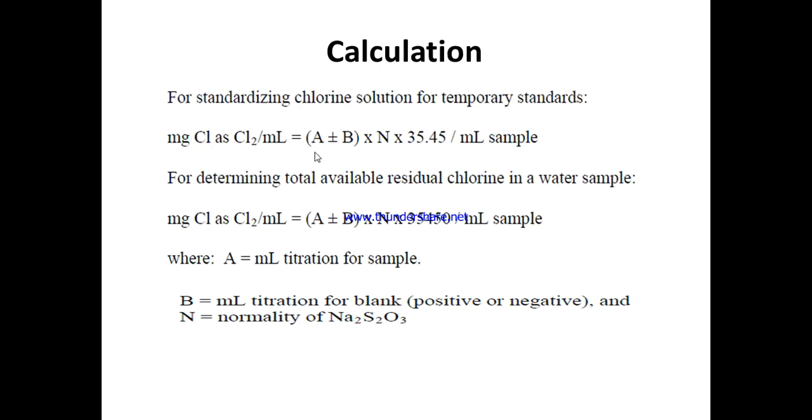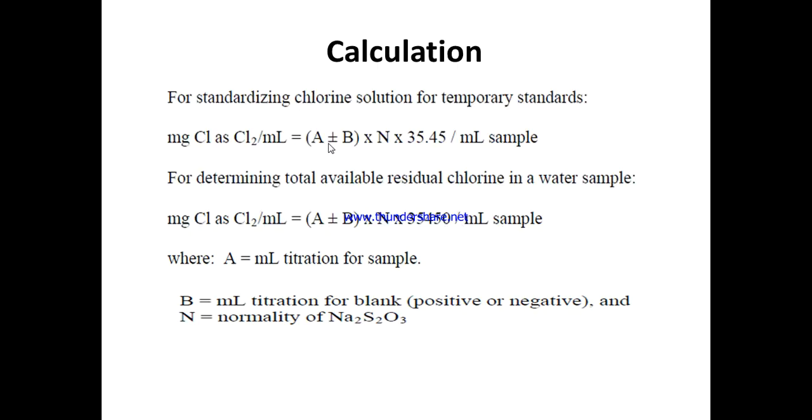So for standardizing chlorine solution for temporary standards, mg per liter of chlorine as Cl2 per milliliter is equal to (A plus or minus B) into N into 35.45 divided by ml of sample taken. And for determining total available residual chlorine in a water sample, we write it as (A plus or minus B) into N into 35450 per ml of sample.